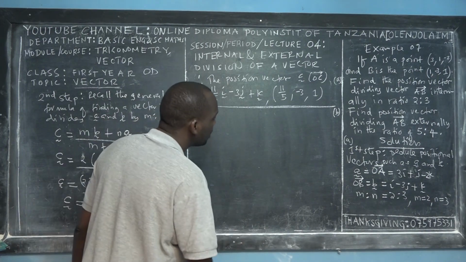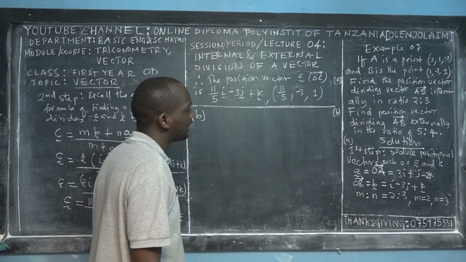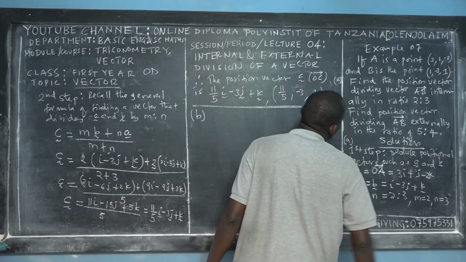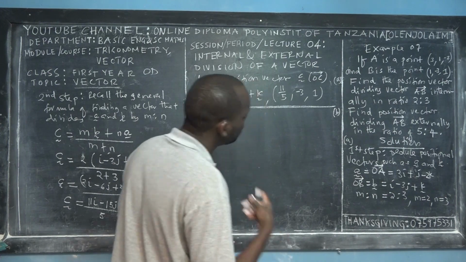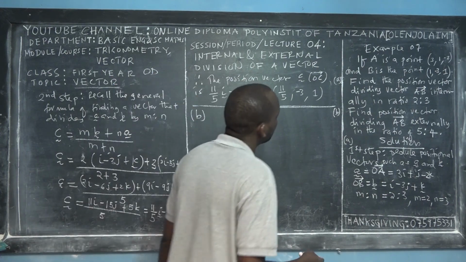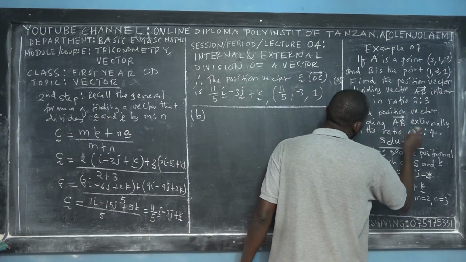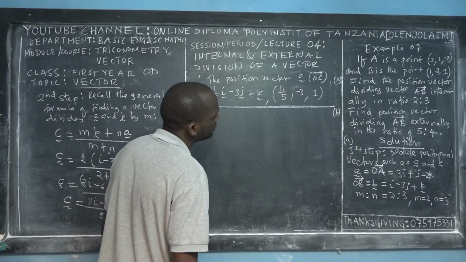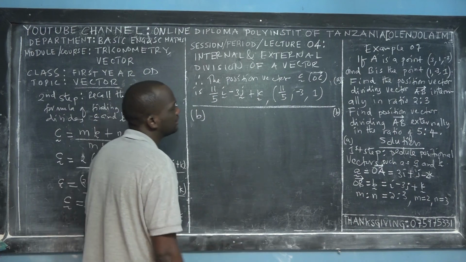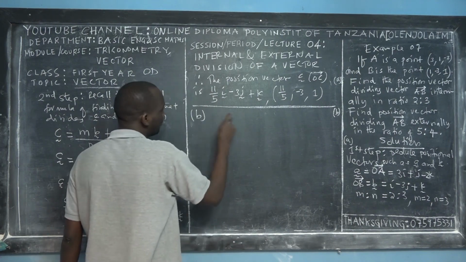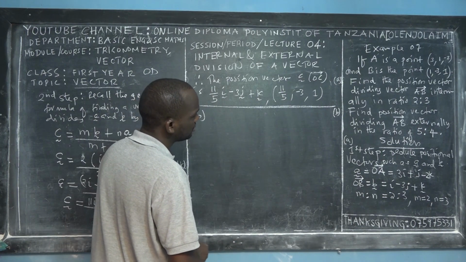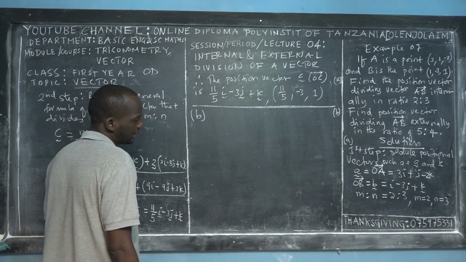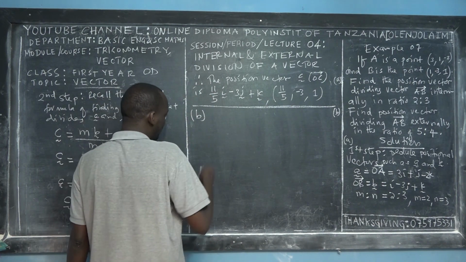In part B, we say find the position vector dividing AB externally in the ratio 5 to 4. Right? Dividing displacement vector AB in ratio 5 and 4. So we have the values of M and N. Those are our ratios, and A and B are our positional vectors. It depends, you can use any notation that you want. Let me advance you right now.